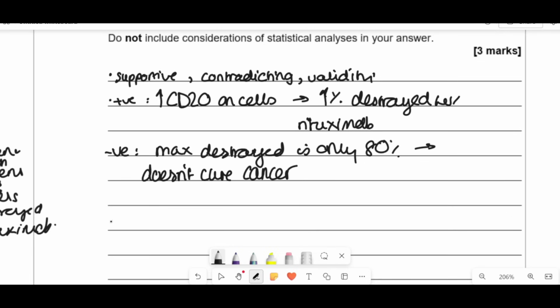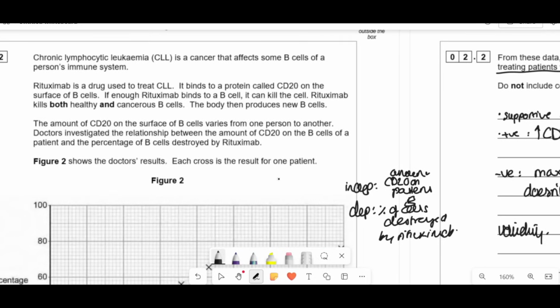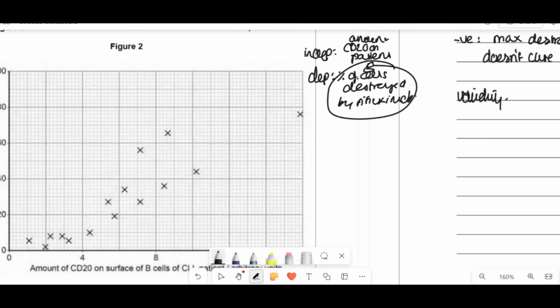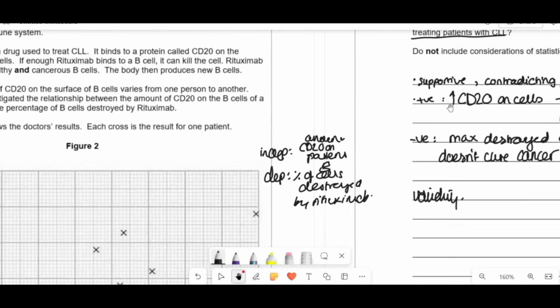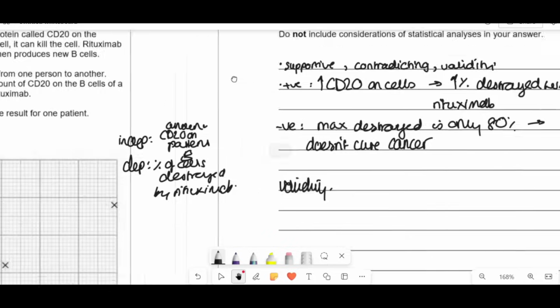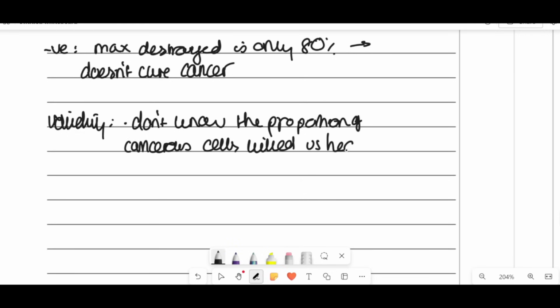Now, issues with validity, let's have a look what's going on. We don't know about sample size and stuff, right? We just know that there are some, so we can't really say it's a small sample size. However, again like I said before, we're measuring the percentage of B cells destroyed by rituximab, and using that to see how well it can treat cancer. But the question's told you rituximab kills both healthy and cancerous cells. We don't know how many of these cells are actually cancerous or whether they're healthy. So that's one of them. Don't know the proportion of cancerous cells killed versus healthy.